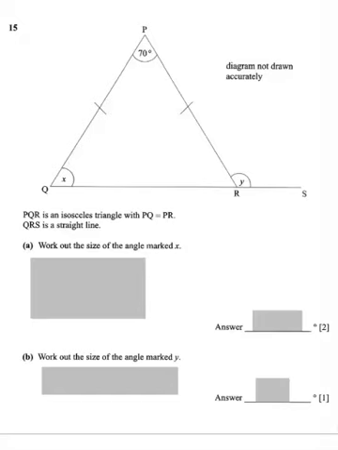So for question 15, this is an angles question. And we see a picture of an isosceles triangle here. QRS is a straight line, so it's basically telling you this line here is a straight line. And it says for question A, work out the size of the angle marked X.